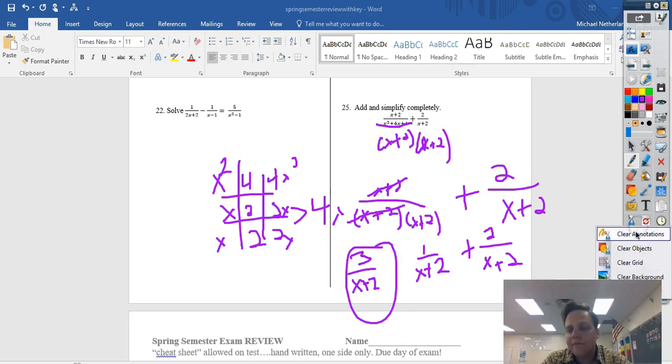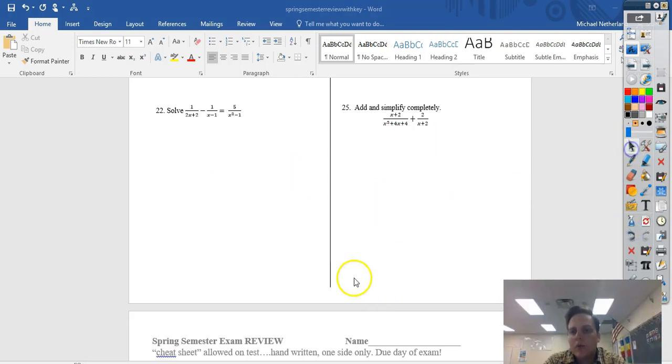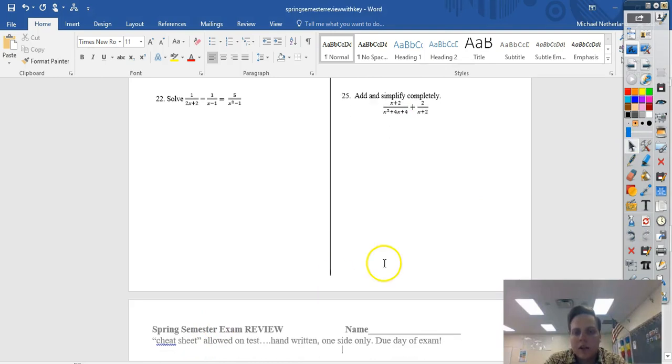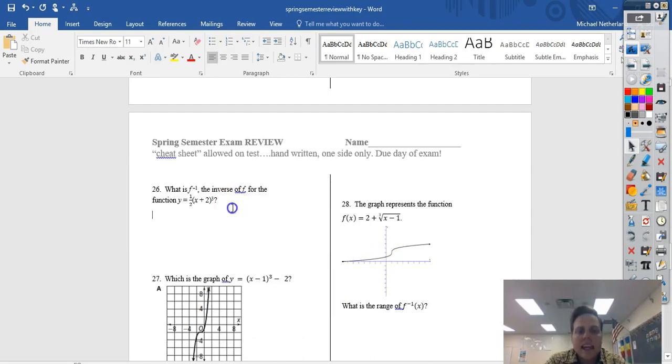Alright. Moving on to problem 26. What is the inverse of f for the function y equals 1/2 times (x plus 2) cubed? Okay, to find inverses, the first thing you do is switch x and y. So now I have x equals 1/2 times (y plus 2) raised to the third power.